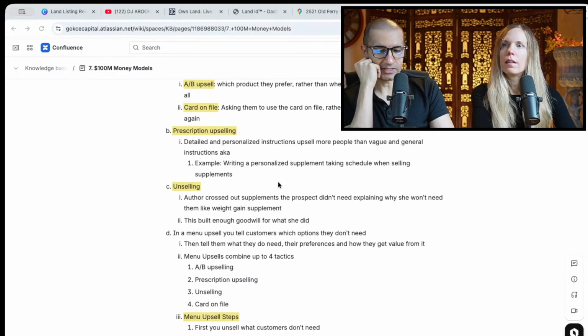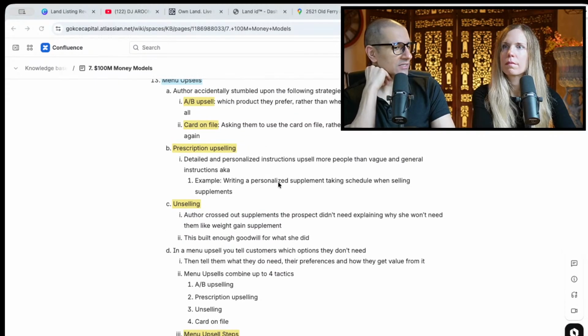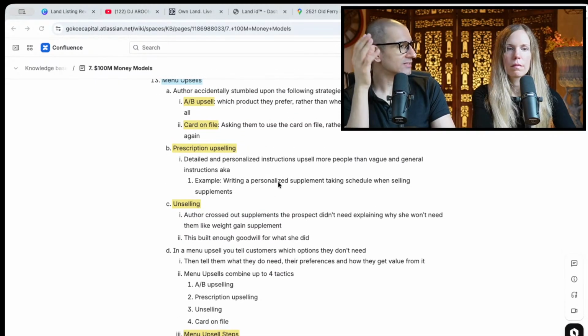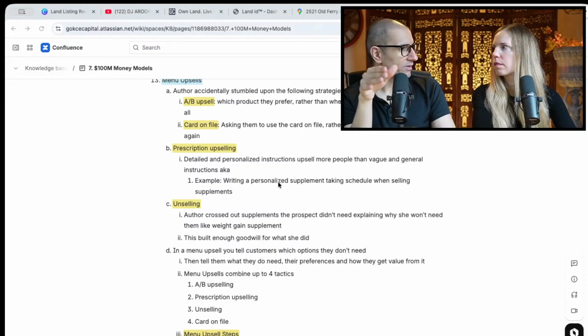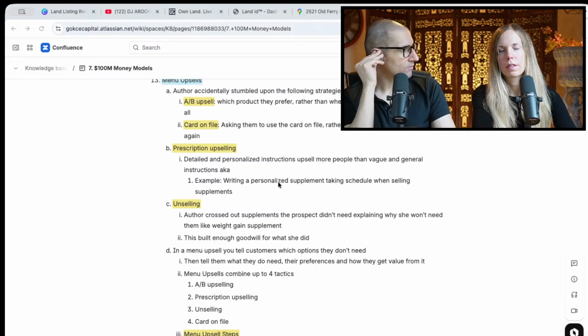So the A/B upsell, and the other one is card on file. Basically asking them to use the card on file rather than having them take out the card again. Like when you go to a hotel, they put the card on file, and they ask, do you want to pay for dinner on the card on file, or charge separately? Most of the time you say, just put it on the file. I don't know if that actually makes me buy more. It doesn't make you buy more, but it makes the process frictionless when it's time to pay.